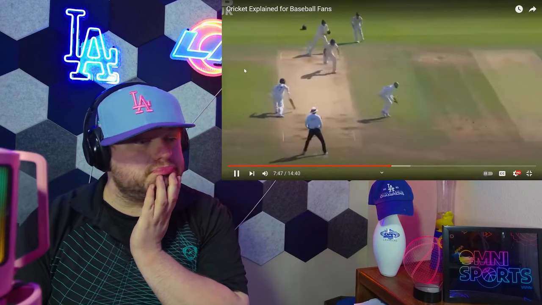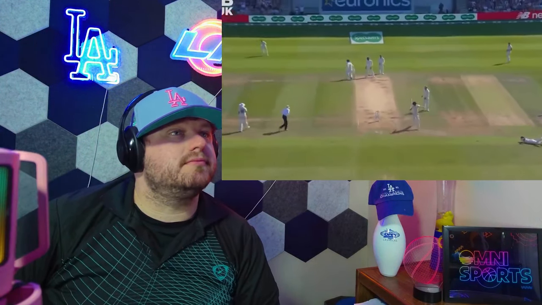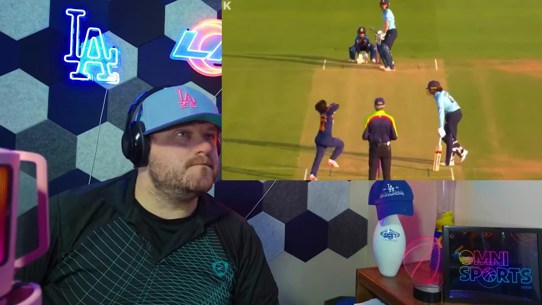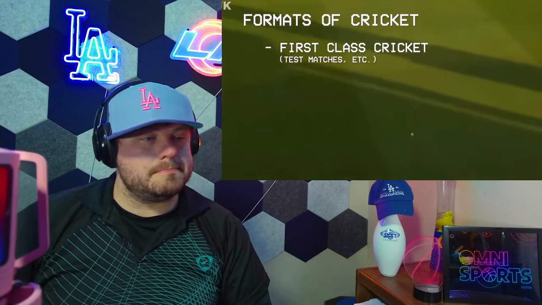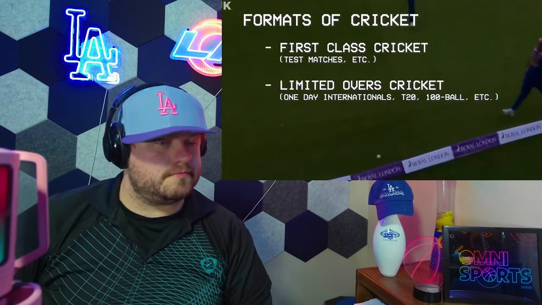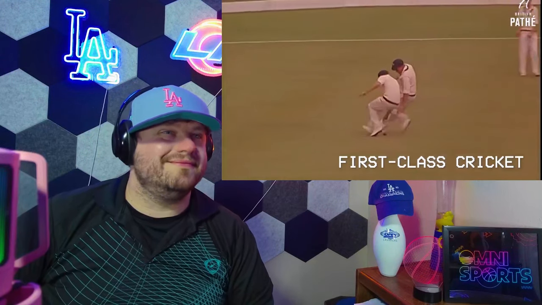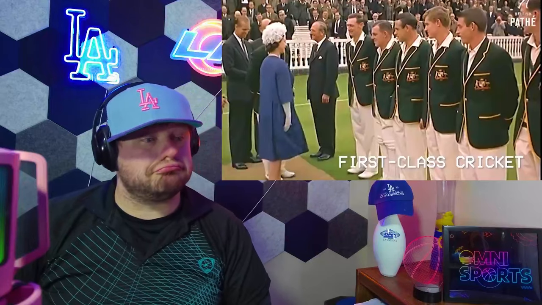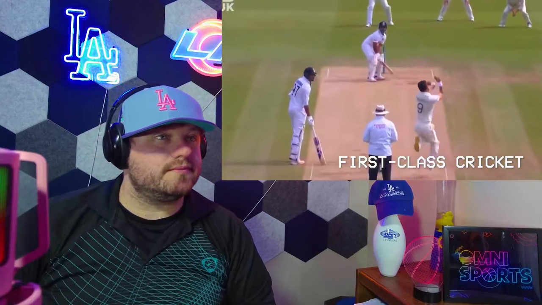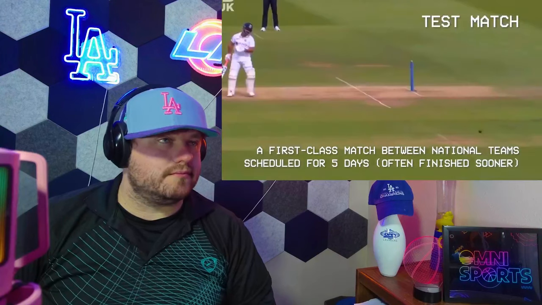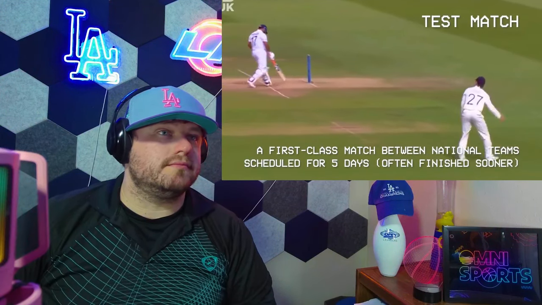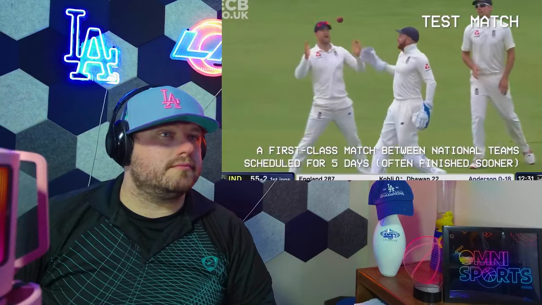Playing so far, the majority of the details of the game that you watch will depend on the format of cricket that you're watching. There are two basic formats of the game of cricket. There's first-class cricket, and there's limited overs cricket. First-class cricket is what a lot of people think of when they think of cricket. We're talking about the games that go on for several days. Everyone is wearing white. Maybe the Queen shows up. And first-class cricket is most associated with the five-day-long test matches that international teams play against one another. They're scheduled for 5 days, but they might be completed before that.